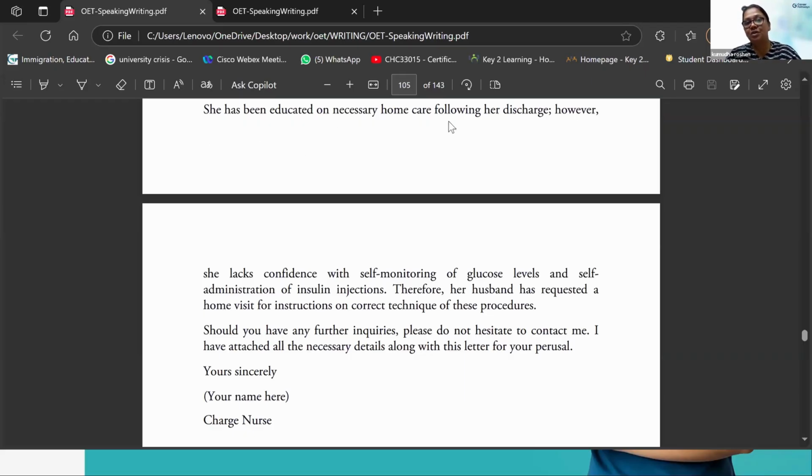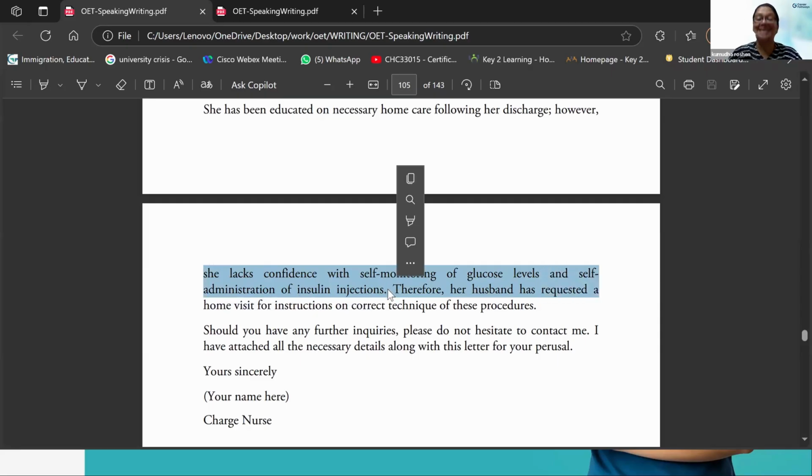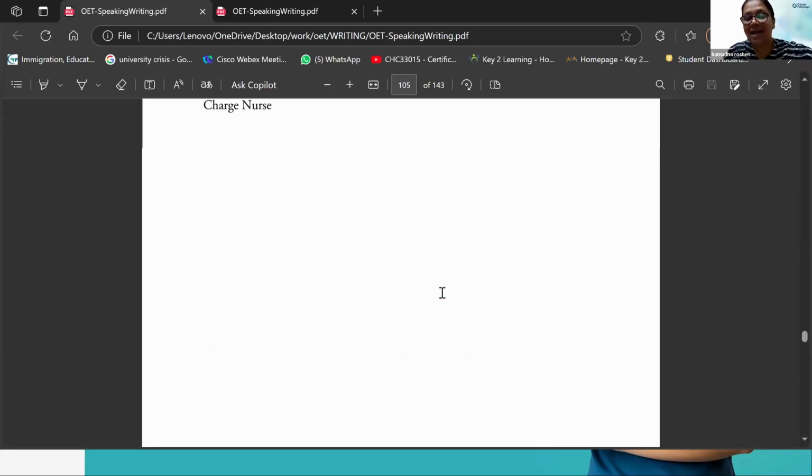She has been educated on necessary home care following her discharge. However, she lacks confidence with self-monitoring of glucose level and self-administration of insulin injection. And that is the reason you're writing to her. Therefore, her husband has requested a home visit for instructions on correct technique. So now let us look at the letter.